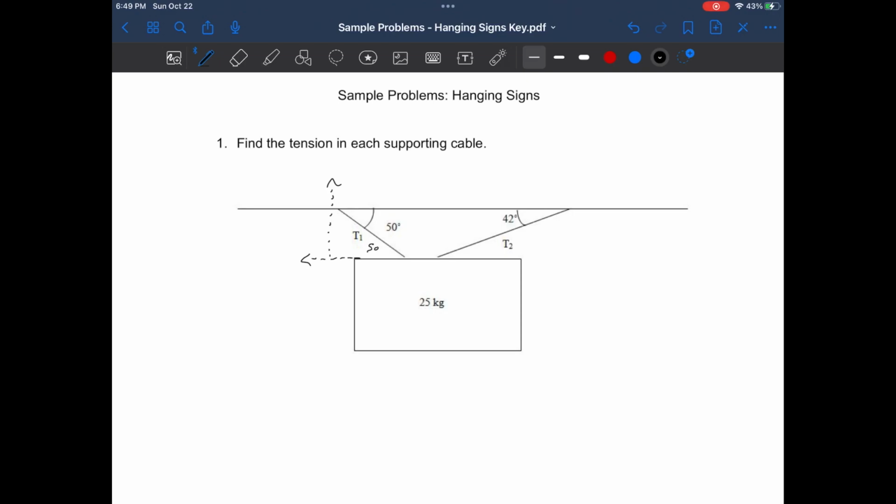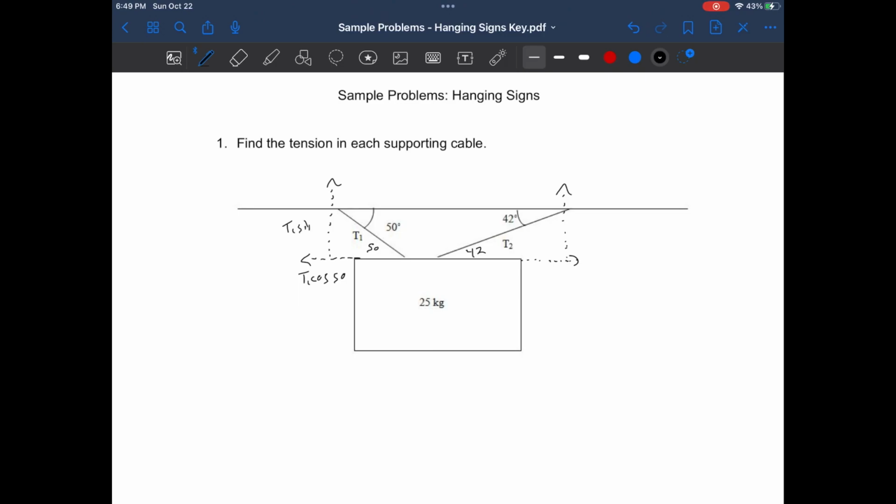They've given us T1 is on the left. They said that the angle is 50 degrees. We're going to move that angle into the triangle so that we know where that 50 degrees is located. Same for T2. We can see that the leftward component of T1 is equal to the rightward component of T2 because there's only one leftward force and one rightward force.